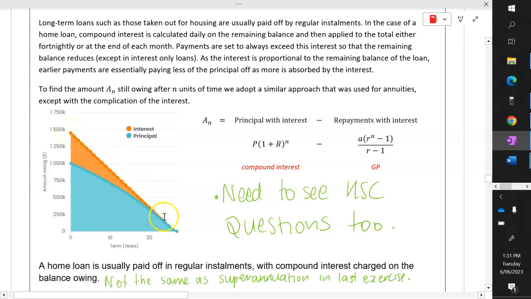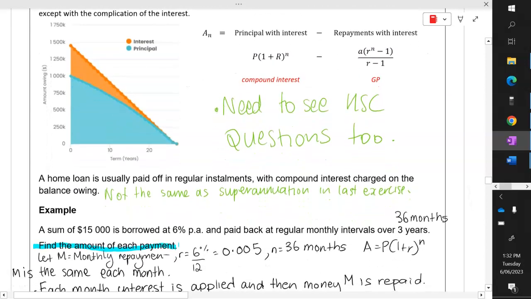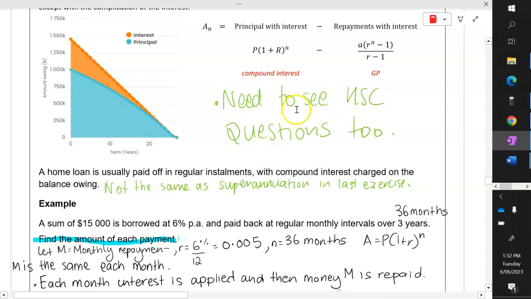And over the time period, which looks like it's over 20 years, 20 to 30 years, possibly closer to 30, we're paying that loan down to zero. And that's what we're going to have a look at today. But we're going to be paying equal installments each period in time. I just want to make a note that we need to have a look at HSC questions as well as the questions below when we get a chance, because those questions don't just relate to dollars, they relate to other things as well.